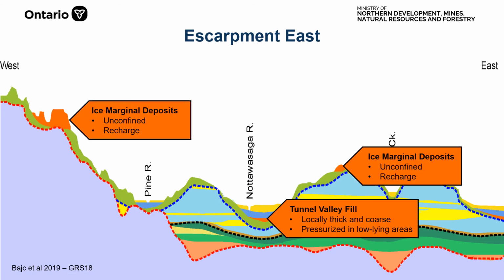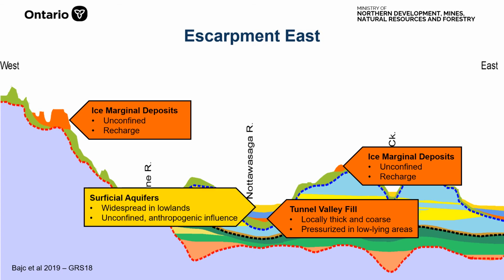This includes productive aquifers near Georgian Bay in the north, as well as south in the Oak Ridges moraine area. Perhaps more infamous are the pressurized aquifers within the Tunnel Valley Fill. And unconfined aquifers are found along the Niagara Escarpment and overlying Newmarket till. And finally, there are also widespread unconfined aquifers in the lowlands.